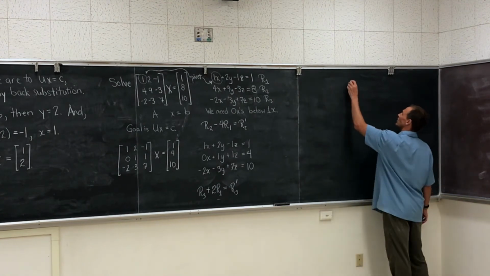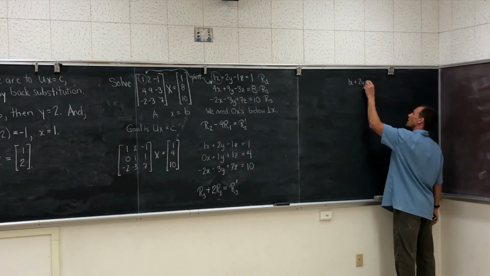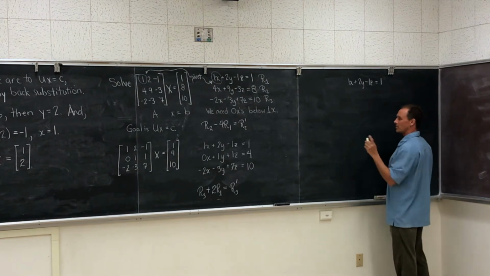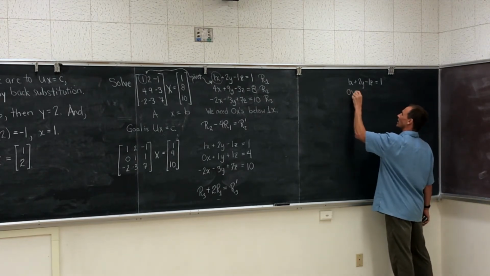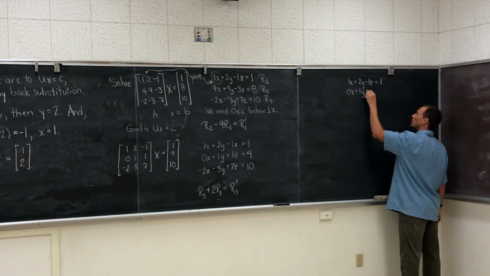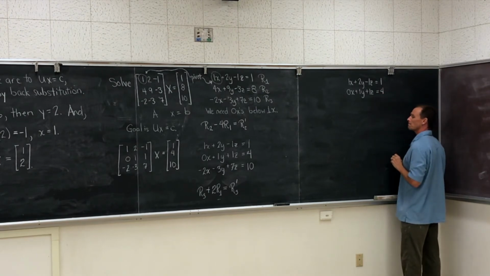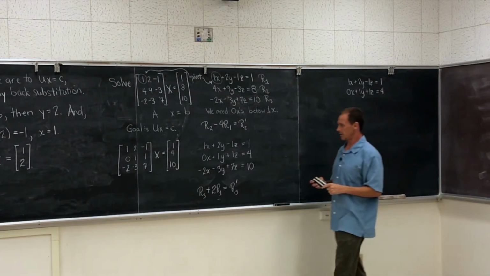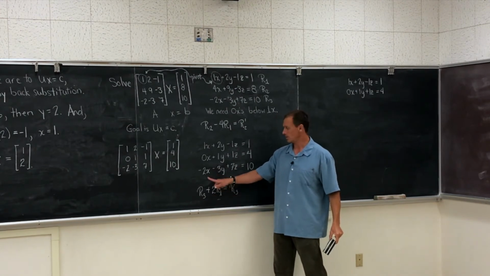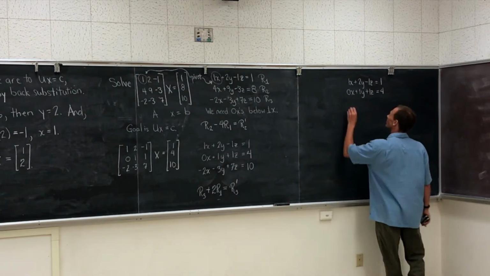So I have the new equation, 1x plus 2y minus a z is equal to 1. My second row is 0x plus 1y plus 1z is 4. Now this is where we have this. So minus 2x, but now we're going to take 2 row 1. So minus 2x plus 2 of those, plus 2 x's, that's going to be a 0x.